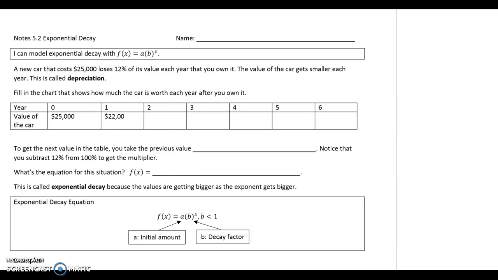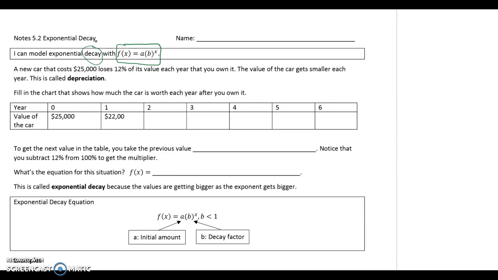Now, we're going to still use the same function that we learned in section 5.1, f of x equals ab to the x, but now we're going to investigate when we have exponential decay. We'll start with an example.